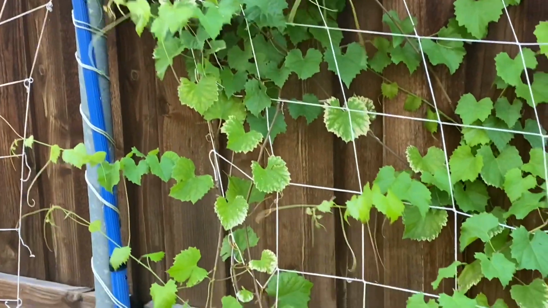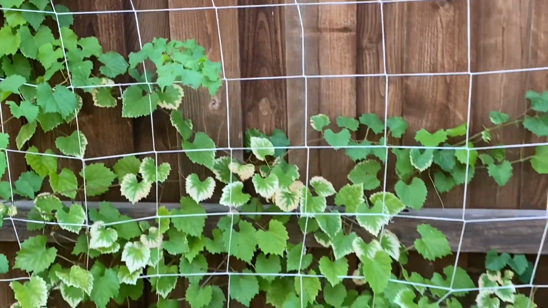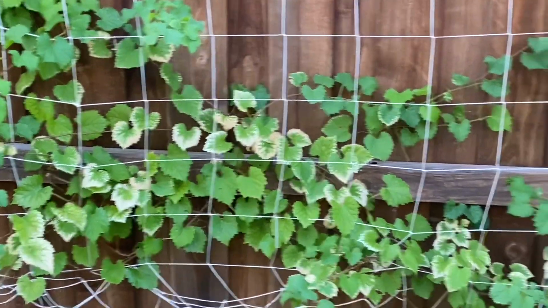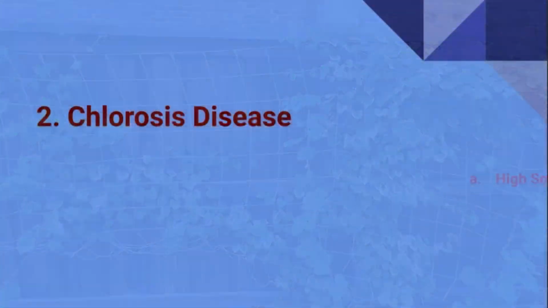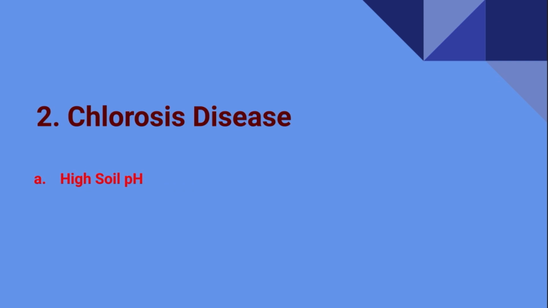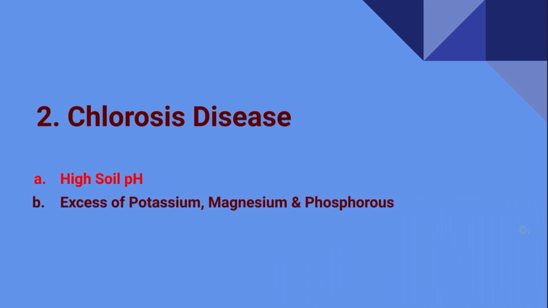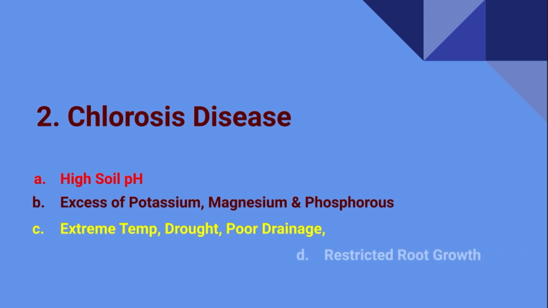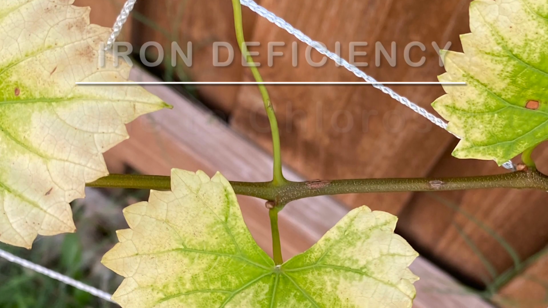A common cause of chlorosis is a deficiency of iron or manganese, both of which are present but unavailable in high pH soils, where pH is more than 7.2. Excess of potassium, magnesium and phosphorus also contribute to chlorosis. When these are present in excess, they cause plants to take up inadequate amounts of micronutrients such as iron and manganese. Extreme temperatures, drought, poor drainage, and restricted root growth further limit nutrient uptake in plants sensitive to chlorosis.